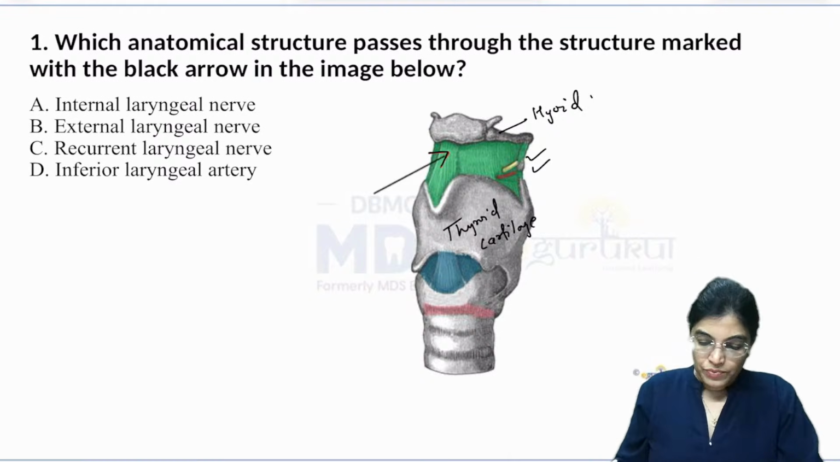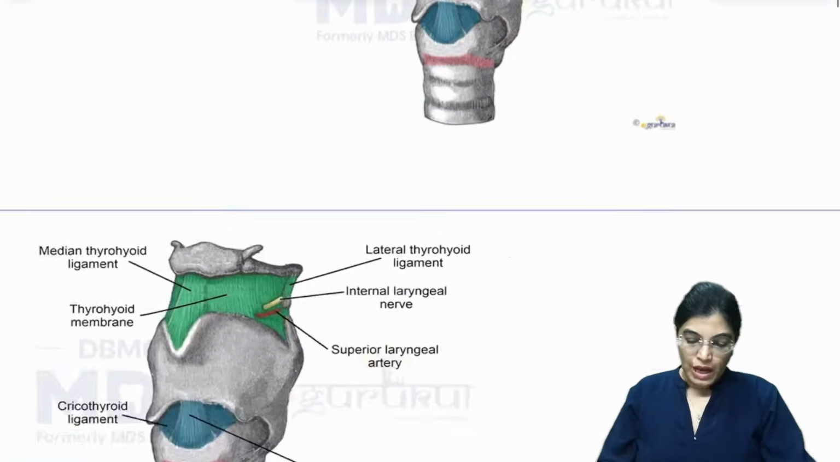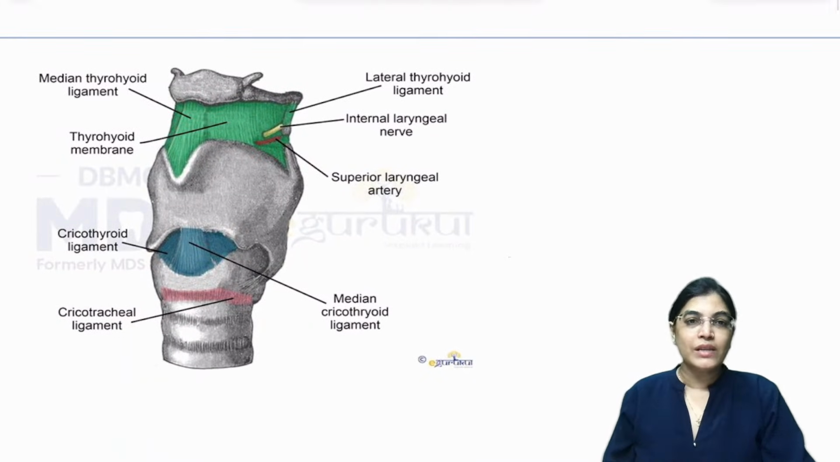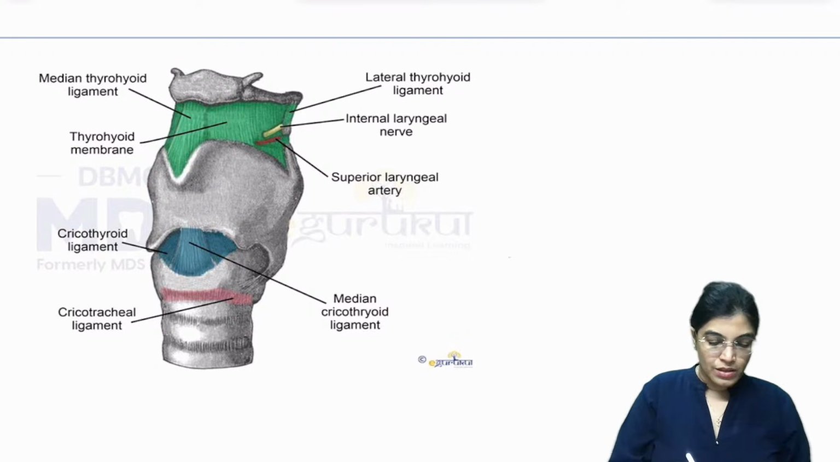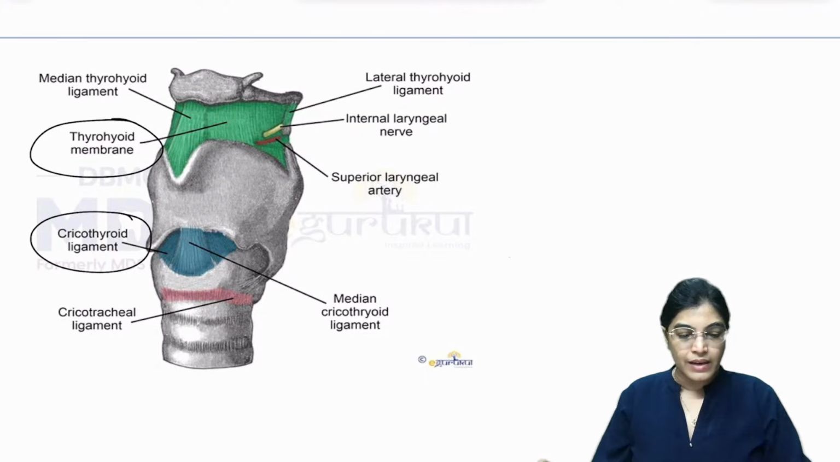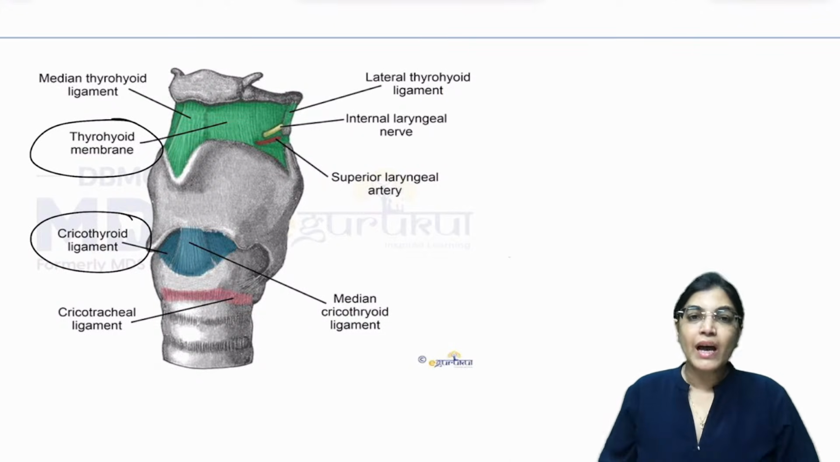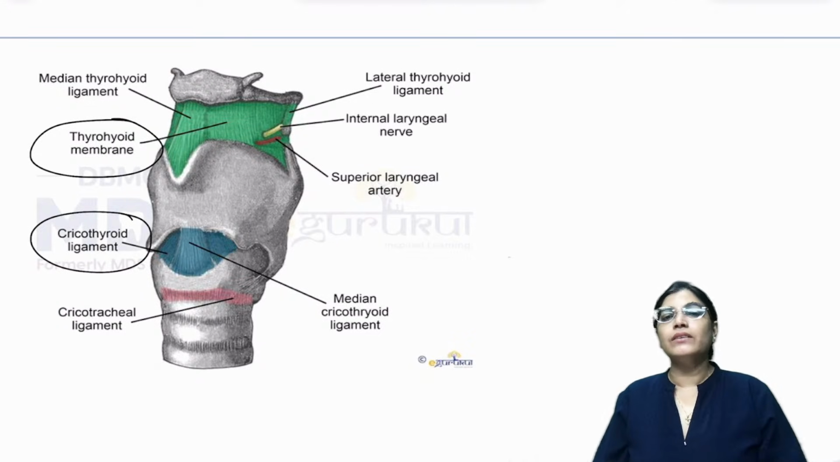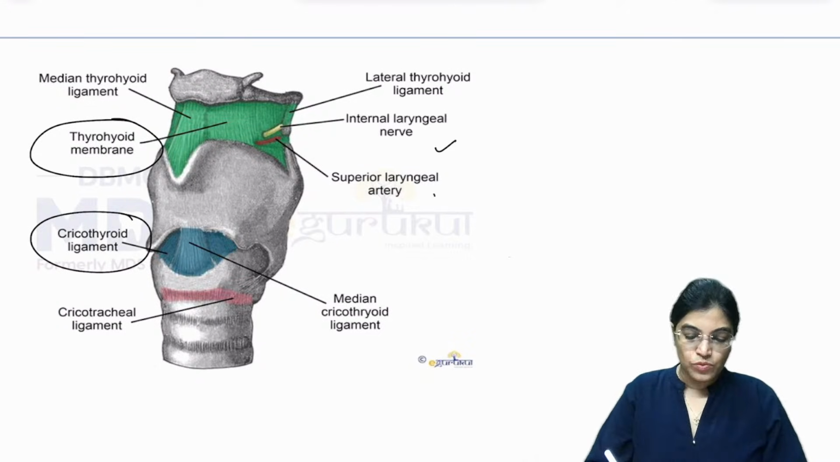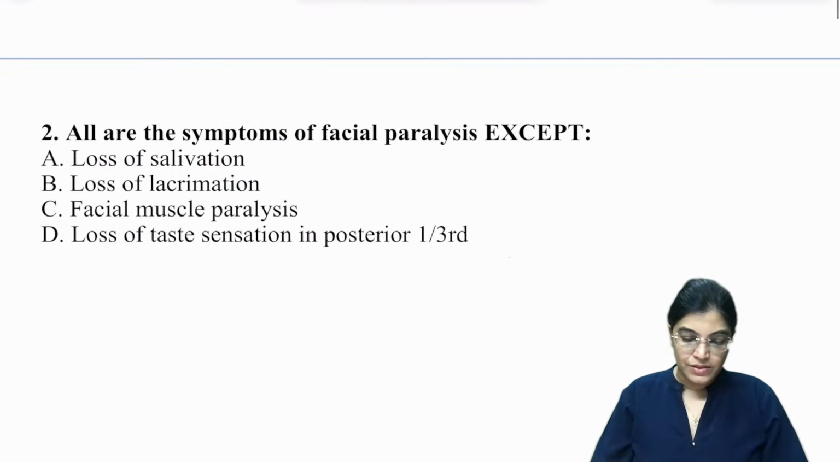If we are talking about the structures piercing, the structure which you are seeing is the internal laryngeal nerve. Now you can see the same image with the labeling. The blue colored structure here is the cricothyroid ligament, and the green structure with the black arrow is the thyrohyoid membrane, and two structures are piercing it. One is the internal laryngeal nerve and the other is the superior laryngeal artery. Okay, now coming to the next MCQ.